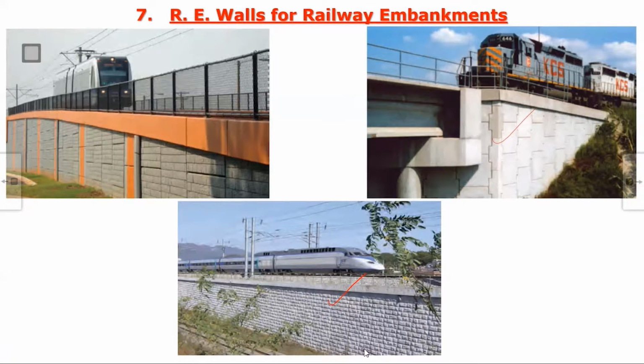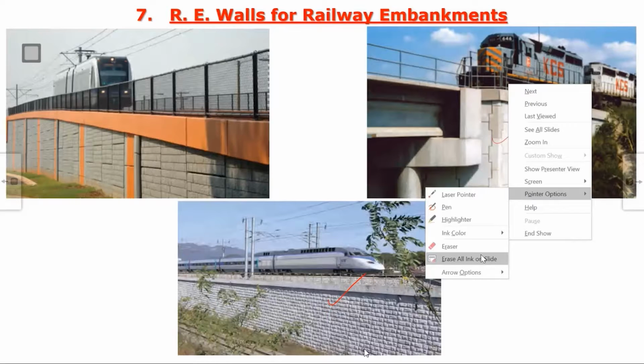Other than that, for less than 10 meters, their default is RE embankment. They construct only RE embankment up to 9 to 10 meters. Normal embankments they don't construct. Number one, because land is a very scarce commodity there.